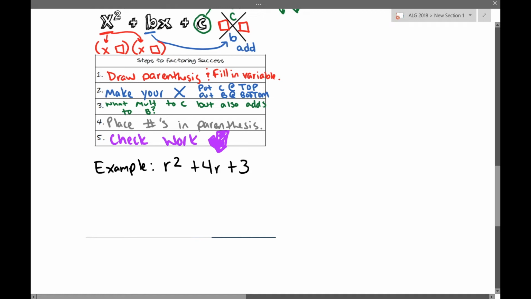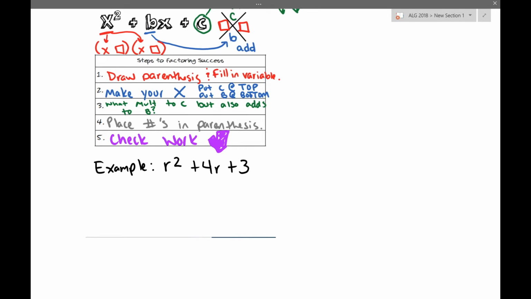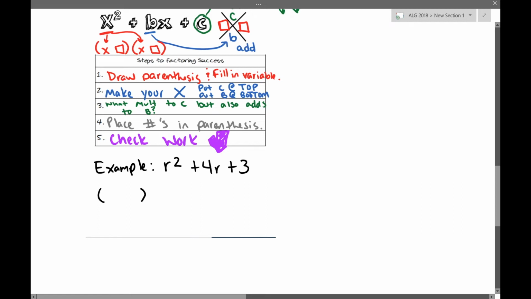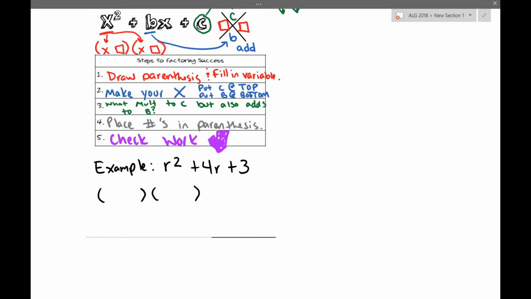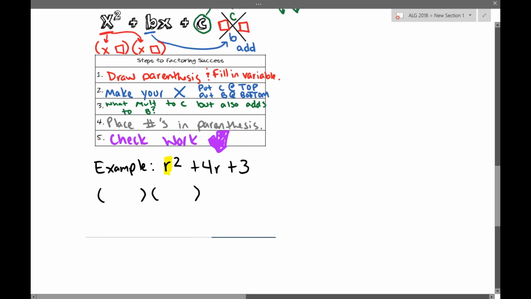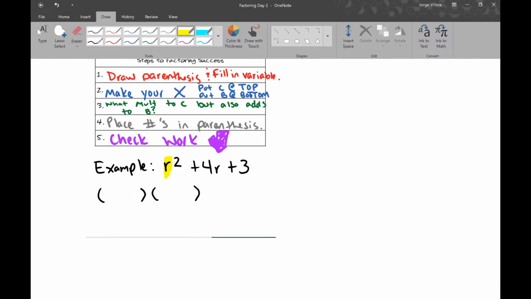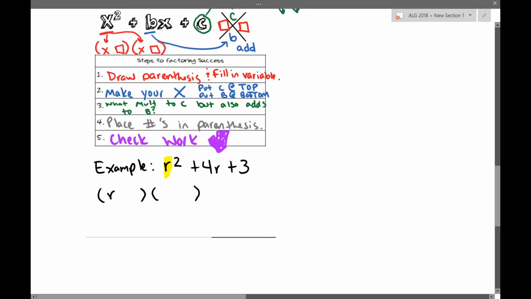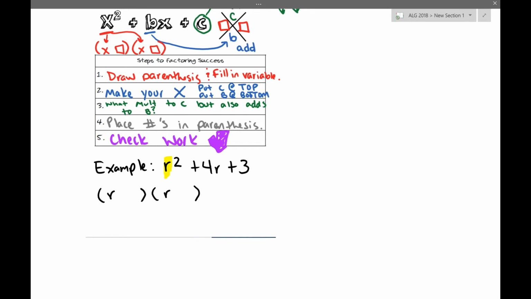Okay. So step 1 says to draw parentheses and fill in the variable. So I'm going to draw two parentheses, 1, 2. And then I'm going to put my variable in here. So remember, it's whatever the first variable is. In this case, the first variable is r. So I'm going to put r in both of my parentheses. Easy enough.